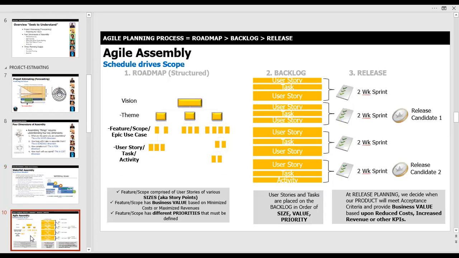So what I want to do is kind of talk about it from an agile perspective. So we're going to spend more time on the agile side here. So I showed this previously, and the way to think about agile is that with Agile, your schedule drives your scope, meaning you're still going to go through a process where you have a roadmap that's structured. And again, I'm going to touch on this slide.